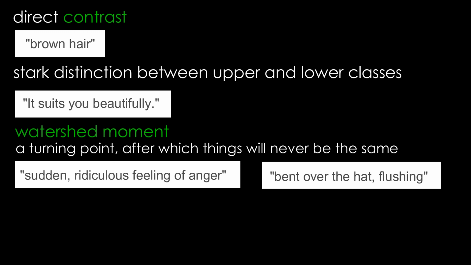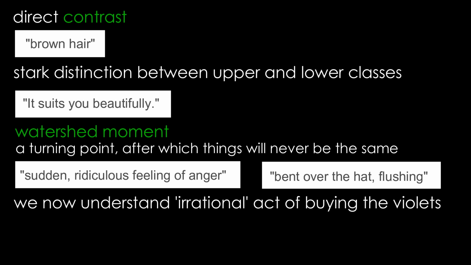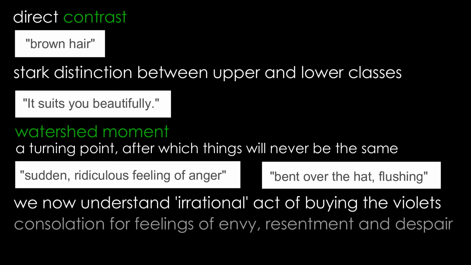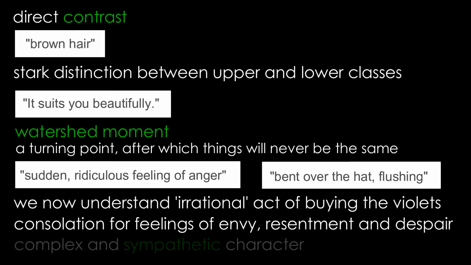This is a key point in the text for the reader, as they now understand her seemingly irrational behaviour of buying the violets at the beginning. Her determination to buy herself something pretty to make herself feel better, even though she cannot afford it, we can now see to be a consolation for her feelings of envy, resentment and despair, brought about by one momentary glimpse of what her life can never be. In doing this, Mansfield creates a complex character with whom the reader is able to sympathise.